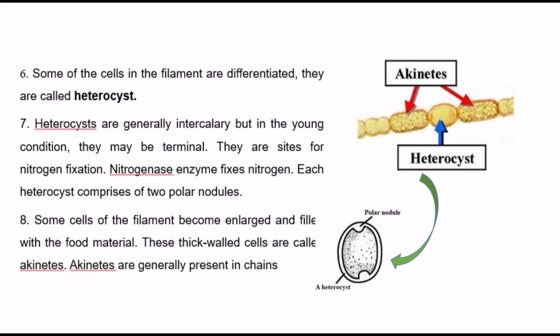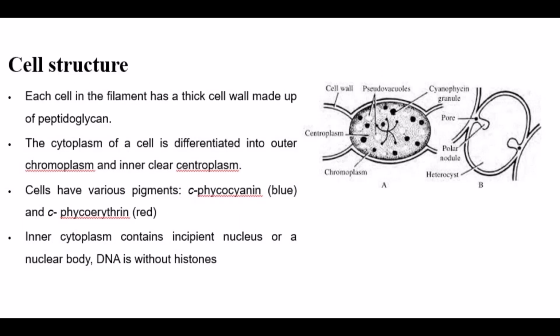Some cells of the filament become enlarged and are filled with food materials. These thick-walled cells are called akinetes. Akinetes may be present singly or in chains.